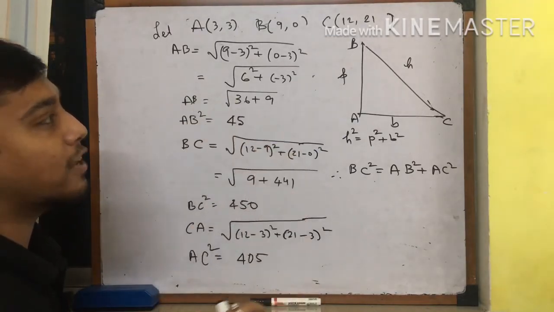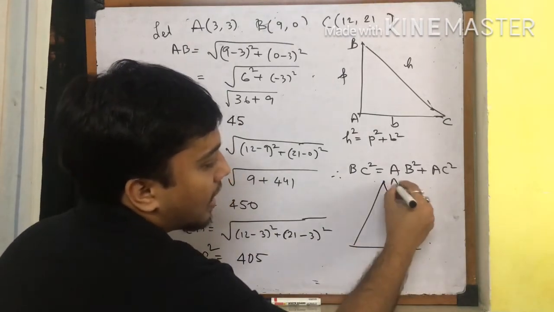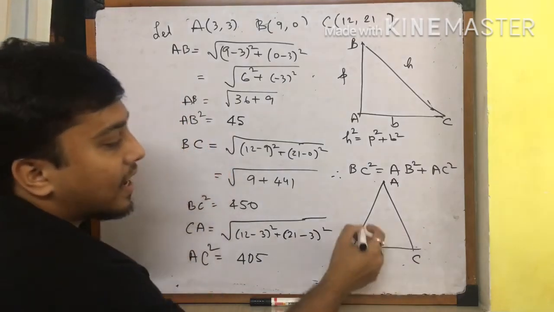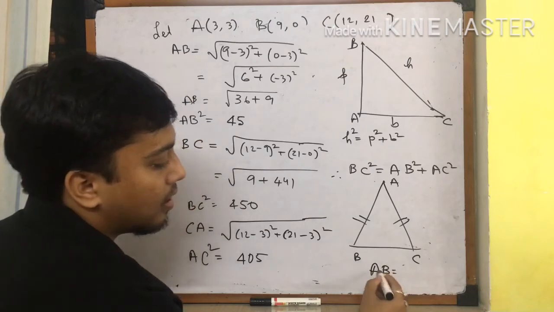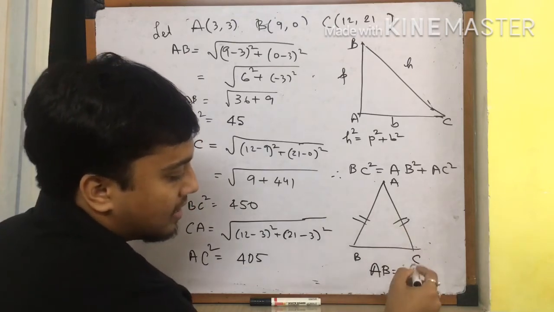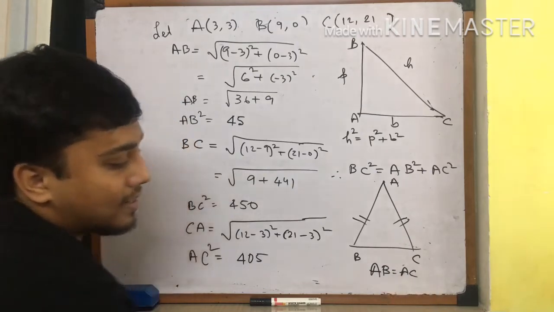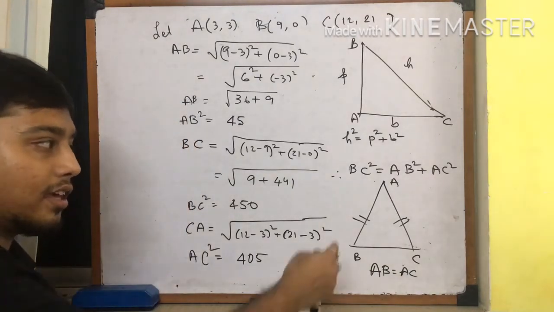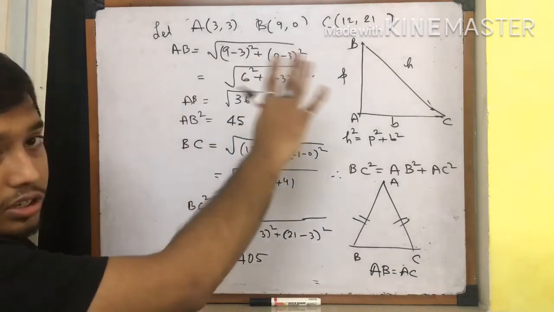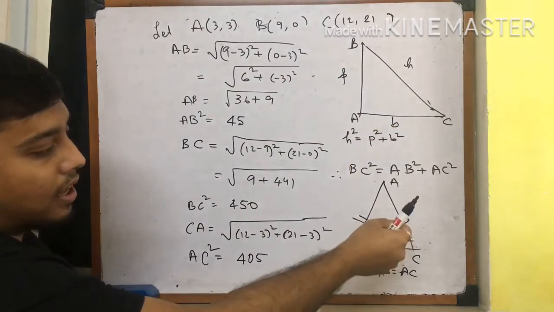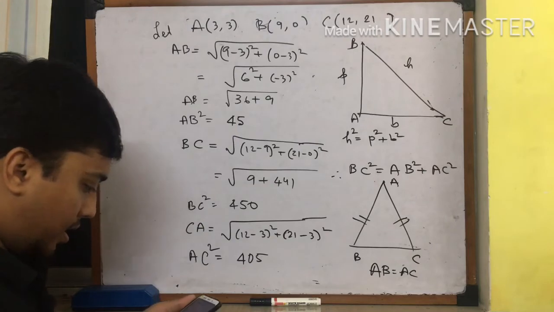Similarly, if 3 points are given and we have to form an isosceles triangle, in an isosceles triangle we know two opposite sides are equal, therefore we have to find out the two distances from A to B and from A to C. If the values are the same, then the opposite sides are equal, and therefore the given 3 points form an isosceles triangle. These are the problems.